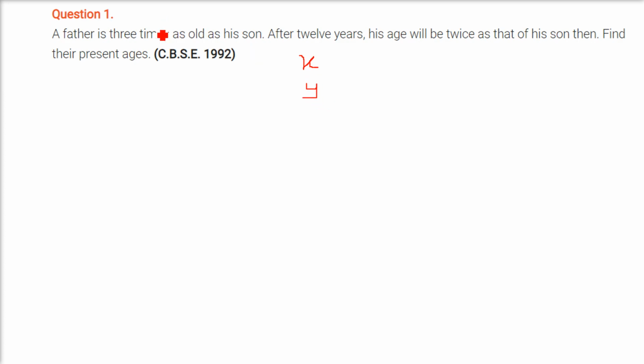So the first condition is a father is 3 times as old as his son. So the son's age is Y, father is X. So father is 3 times the age of son. So X equal to 3Y. This is our first linear equation.